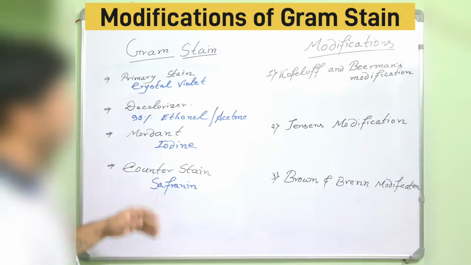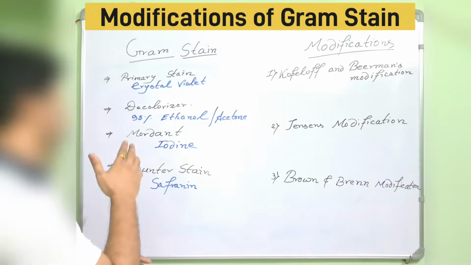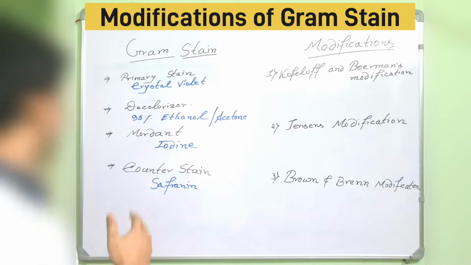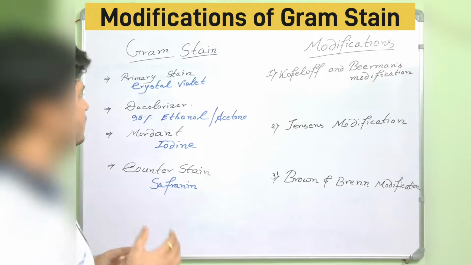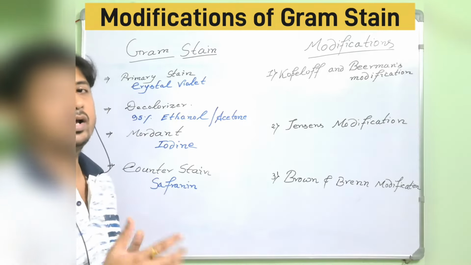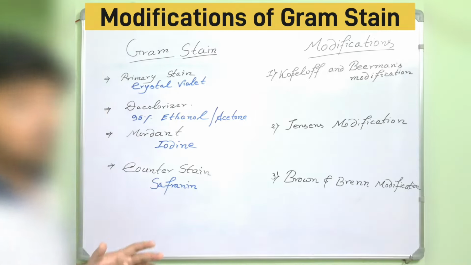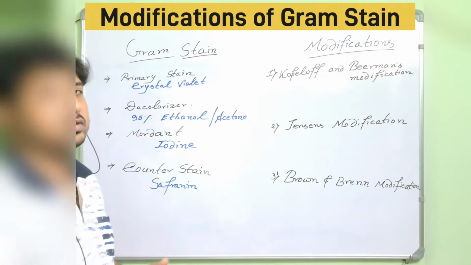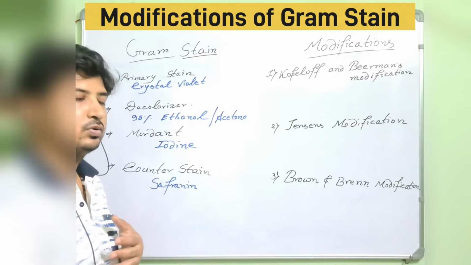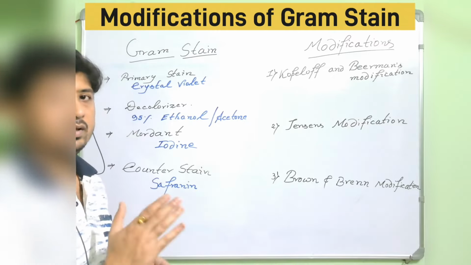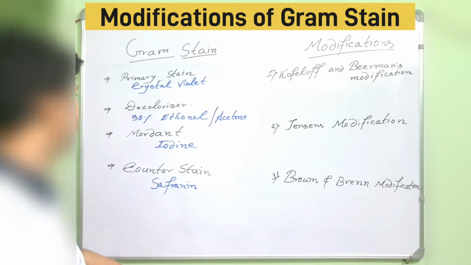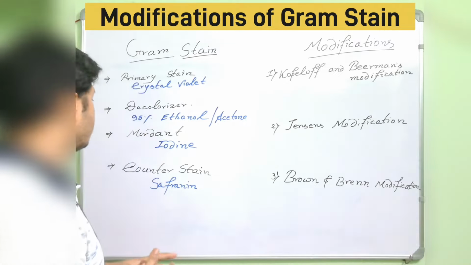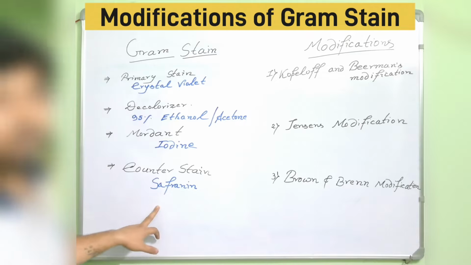Now, in case of the normal gram staining technique, there is a primary stain. We all know that is crystal violet. Now, the decolorizer used here is 95% ethanol or acetone. That is the normal process I am telling. Whatever we are doing in the lab with normal gram positive and gram negative bacteria, it is used to differentiate between gram positive and gram negative bacteria. Now the mordant used here is the iodine or Lugol's iodine, and the counterstain is safranin.